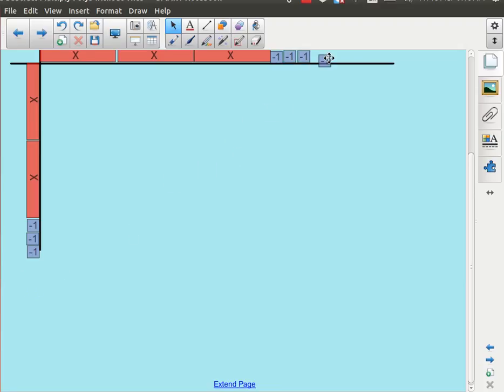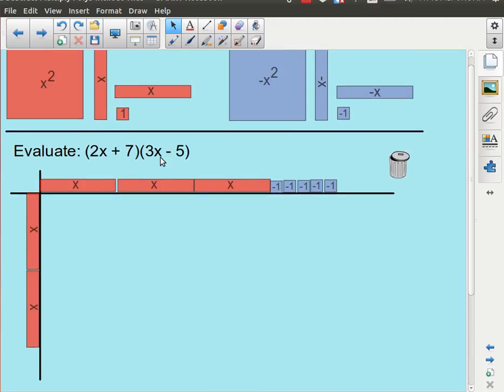Now, obviously, me using this with technology, it has its advantages, but it also has its distinct disadvantages. So I don't need those. That was supposed to be 2x. This is 3x minus 5. I've got that right now. That's supposed to be 2x plus 7. So I need to bring down 7 of these. I need another 4 of them.